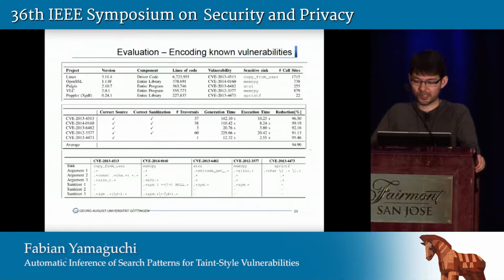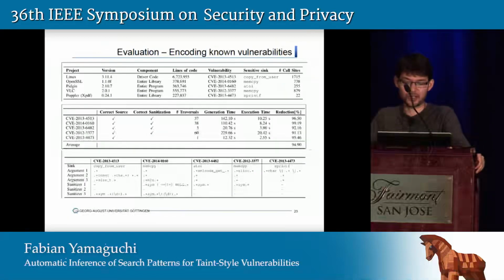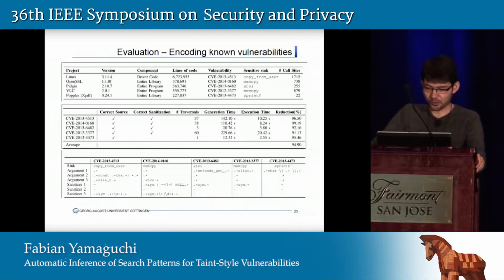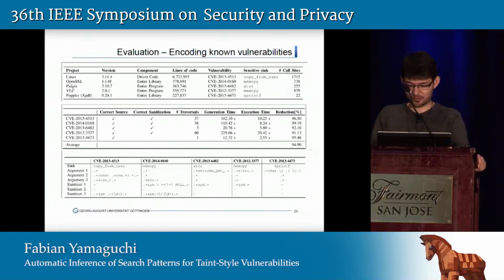We used different code bases and always specified a sink. And in each of these code bases, we had a vulnerability, a taint style vulnerability, and we wanted to see whether we could determine the correct sources and the correct sanitizers. And in all but one case, this worked out well. And the reduction that we got was, on average, 94.9%. Now, what you can see down here is a table showing some of the regular expressions that were automatically generated by the system. You can take a look at this in the paper in detail.